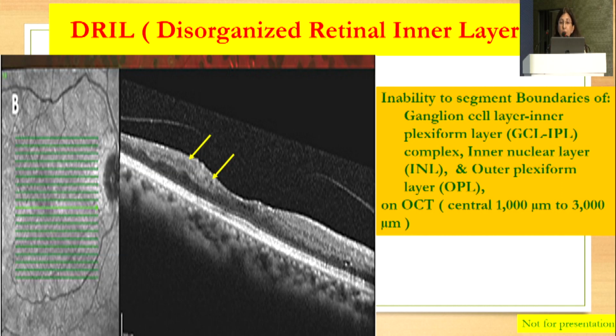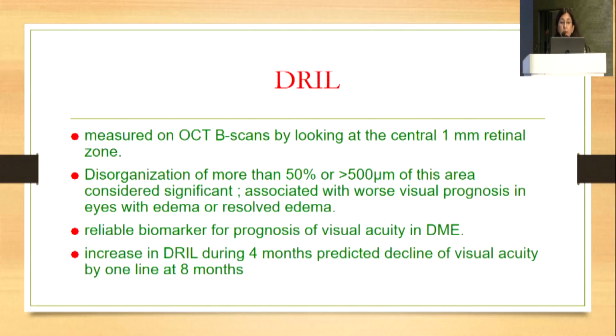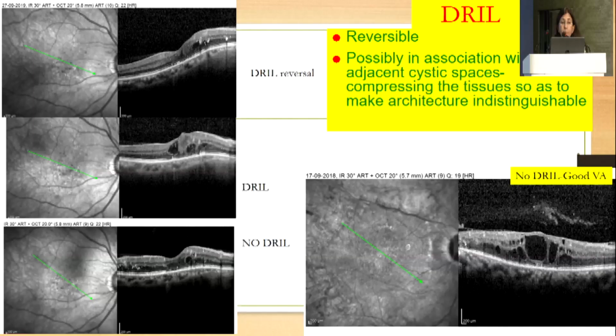Mentioning DRIL again here, the disorganization of the inner retinal layers. Its presence in the central 1 millimeter, that is 1000 microns, and disorganization of more than 50% indicates a worse visual prognosis. But in the early stages, DRIL could be reversible, and in this case, DRIL is here mostly because of the pressure effect of an adjacent cystic space. So that's why early resolution and treatment of edema is very important, so that DRIL does not become chronic.